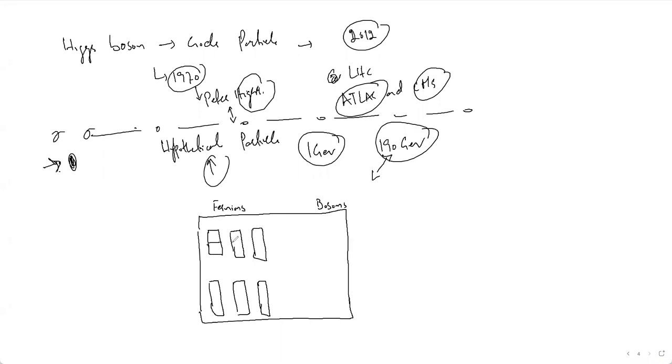Now here, I am going to divide it like this. I will say this is up, down, the quarks. Here I will write six quarks: strange, charm, top, bottom. These are the six quarks. Now, as I said, we have the six leptons. So here I will write electron, electron neutrino, muon, muon neutrino, tau, and tau neutrino.